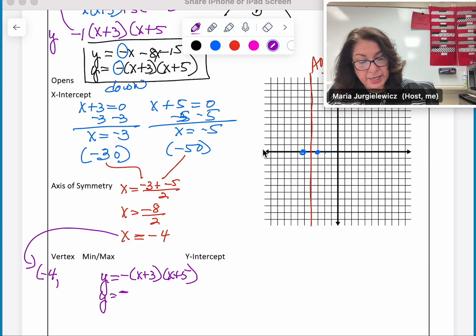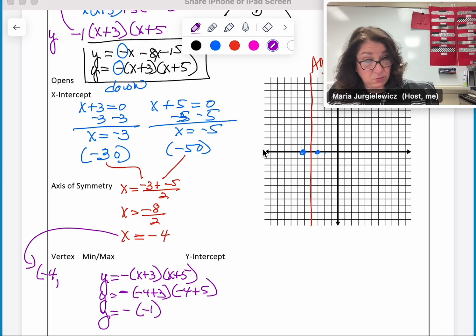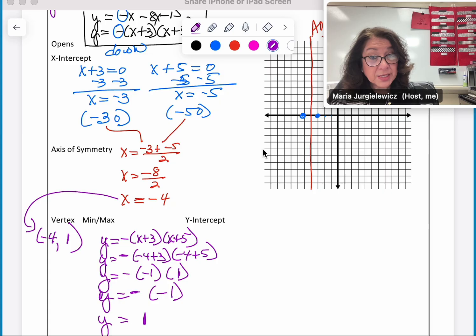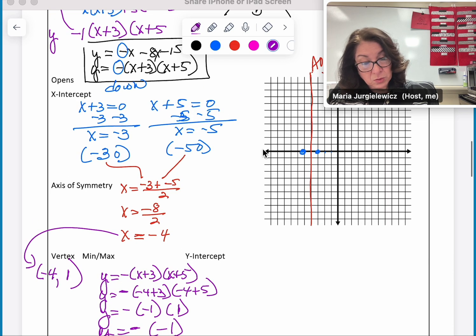Again, be careful with that negative out front. So I have negative 4 plus 3, negative 4 plus 5. Negative 4 plus 3 is a negative 1. Negative 4 plus 5 is a positive 1. And negative 1 times 1 is a negative 1. And what is the opposite of negative 1? It's a positive 1. So now I know that my vertex is negative 4, 1. So my vertex is going to be right there.